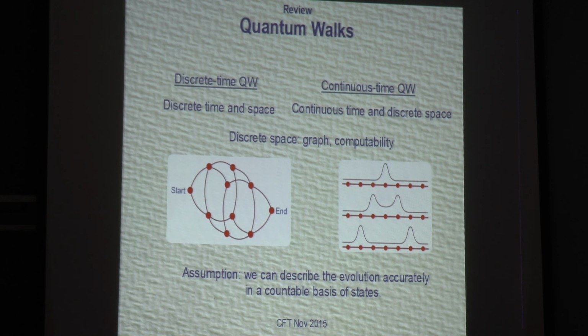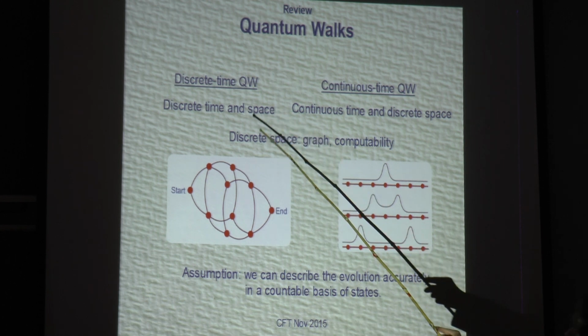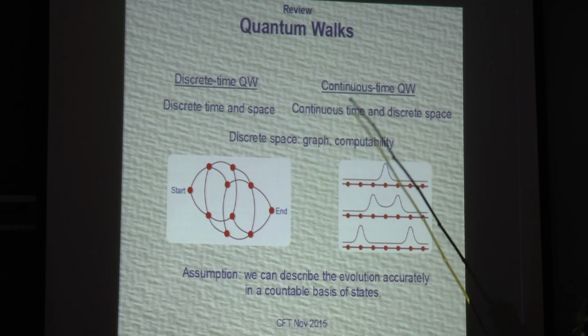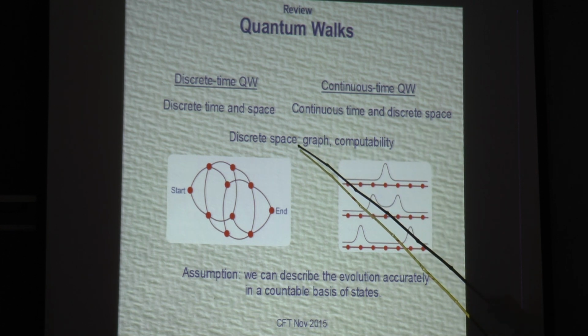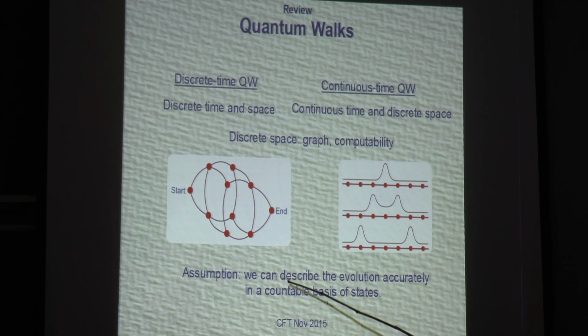We are dealing most often with two flavors of quantum walks: the discrete time, where the time and space are discrete, and continuous time, where time is continuous and the space is still discrete. This is an important remark, because discrete space means that we can map the evolution of our system on a graph, and thus it's easy to represent in computers. There is an important assumption behind this, that we can describe the evolution of a system accurately in a countable basis of states. This is not necessarily so.